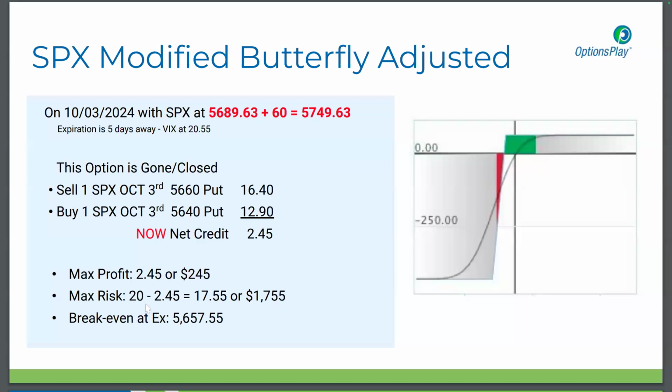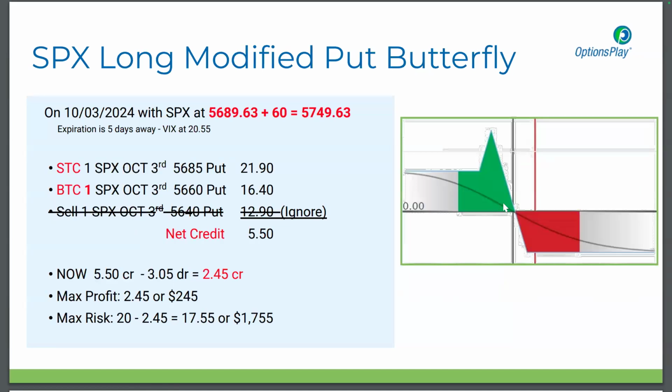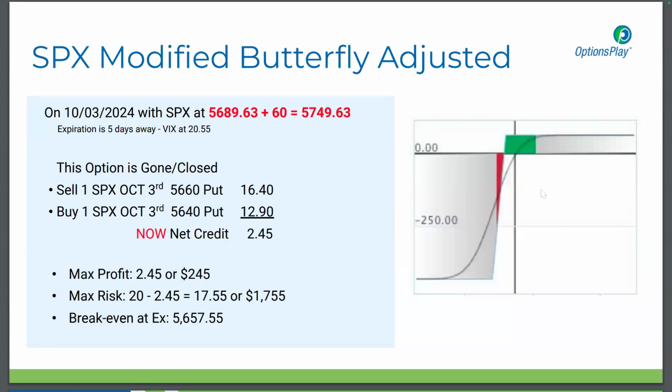But the biggest thing is that our max risk changes. This option's gone, it's closed, we sold the close, we bought the close, we left ourselves with one, and we are long one here. So we went from this profit and loss graph now to this profit and loss graph. We are now short a put spread. Max profit totally changed, $2.45 now.